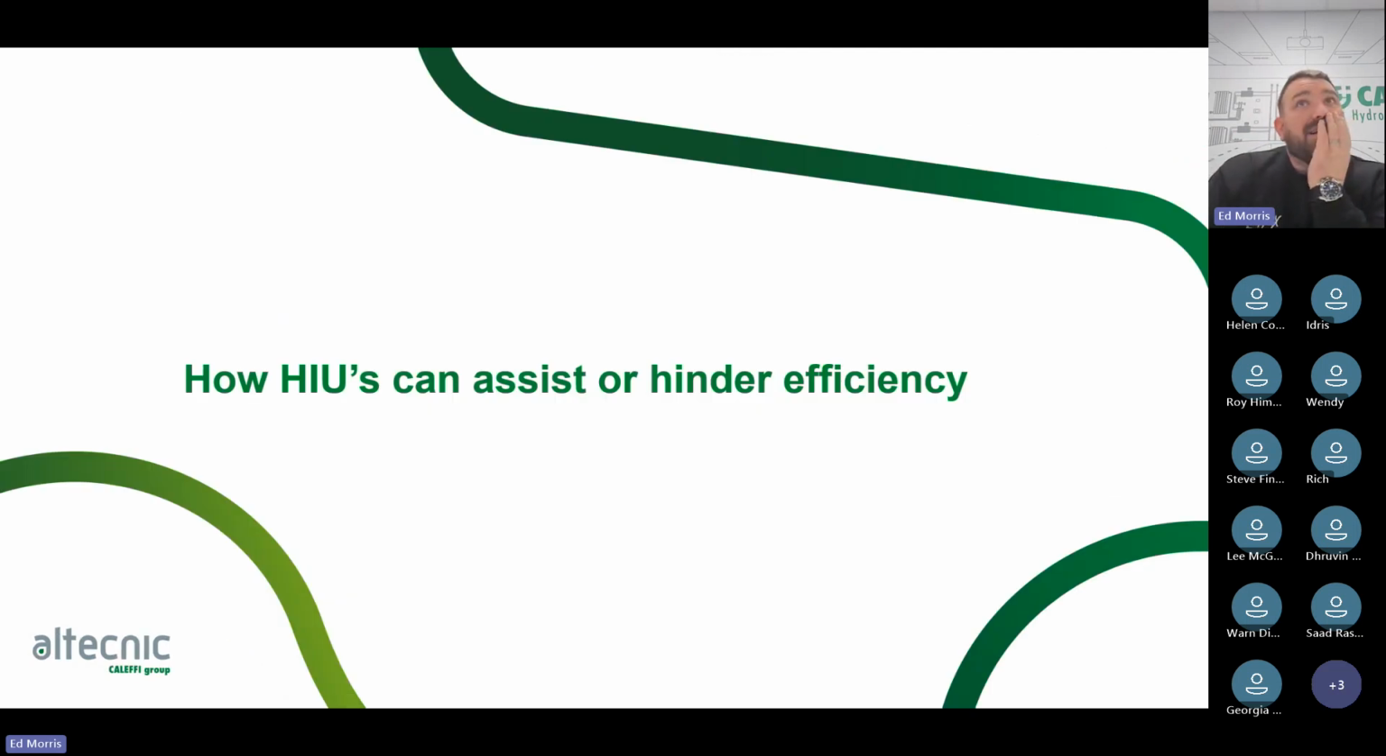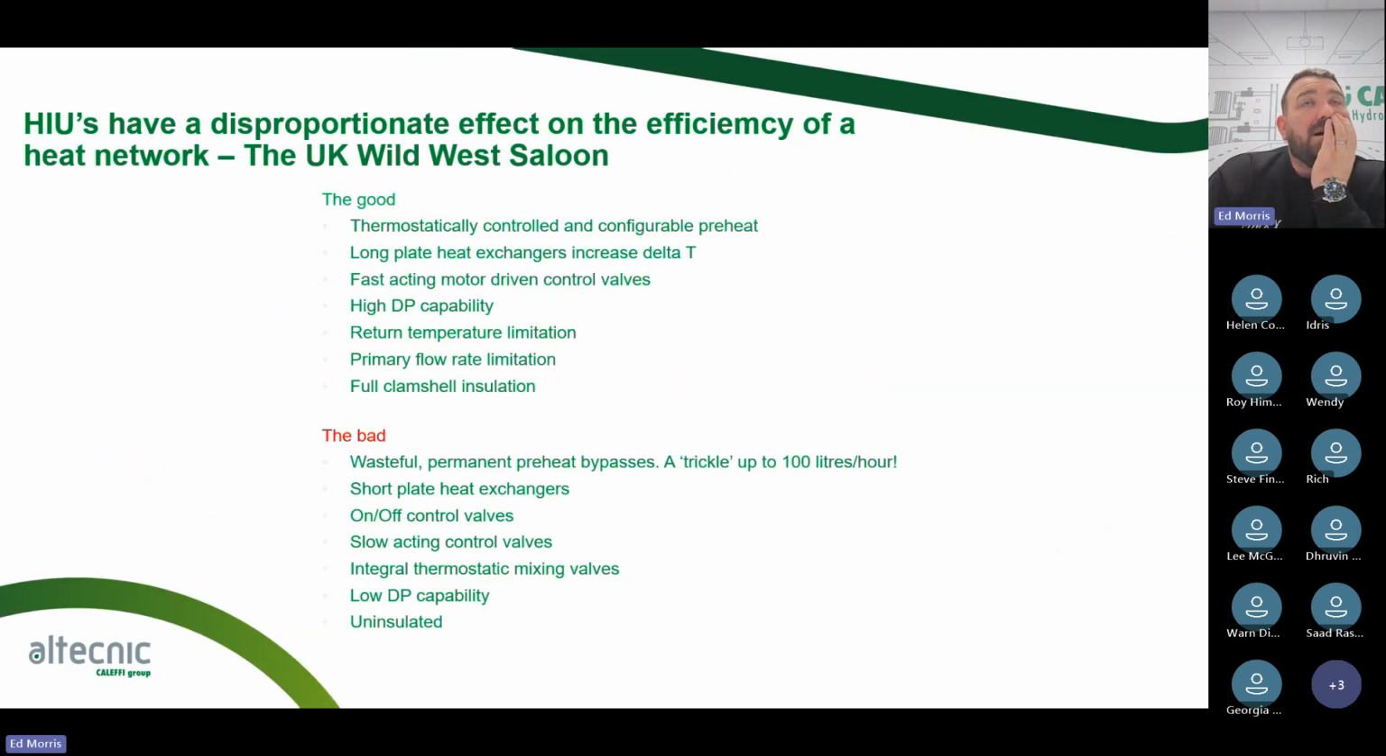So HIUs, how can they assist or hinder efficiency? Again, it is a bit of a Wild West saloon. It has been for a time, but it is getting better. There are lots of industry standards now coming into place to make sure that we get this right. So the good things: thermostatic controlled and configurable preheats, which we've just spoken about. Long plate heat exchangers, which increase the delta T, so that we use as much energy as we can from the system. Fast acting motor driven control valves, because it's electronic, it can open up as quick as it can, so we can get the hot water delivered as quick as we can.